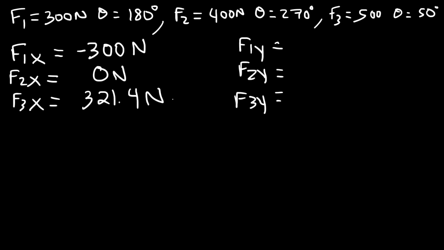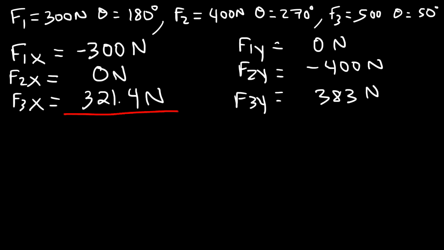Now F1y, that's 300 sine of 180, which is 0. F2y, that's 400 sine of 270, which is negative 400. And F3y is 500 sine 50, which is positive 383, and that's it.